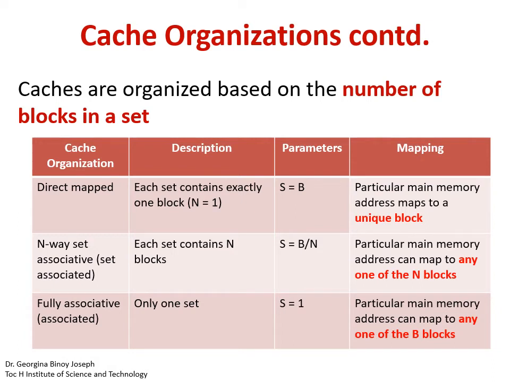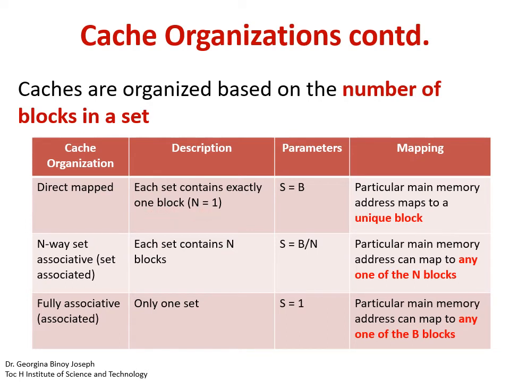Now, what is direct map? In direct map, the organization is based on the number of blocks in the set. So we are going to see how many blocks are there in a set. Each set contains exactly one block in direct map. The number of blocks in a set is called n. So n is equal to 1.